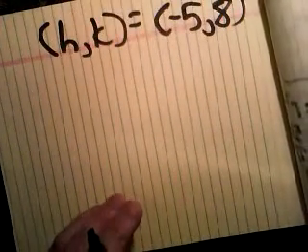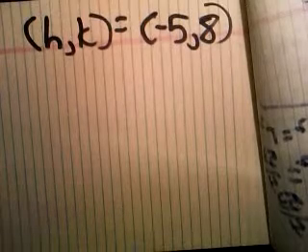Alright, and here's the last thing I want to give you help with, which is number 32. I'm going to help you draw the picture. Find the equation of a circle with center -5, 8. That's nice, because we know that H and K is equal to -5, 8.